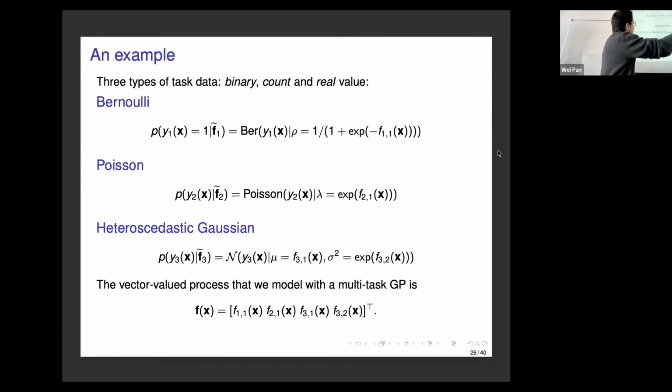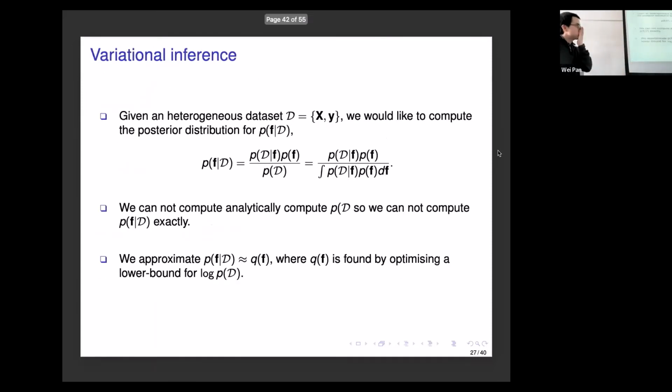And then you have a third one, which is a heterogeneous Gaussian, where you allow both the mean and the variance to change with the input location. So in this example with 3 likelihoods, you will have 4 parameters. So 4 parameters represented indirectly through 4 Gaussian processes, and then we put the joint multitask prior over these 4 Gaussian processes. That's the way that we include those dependencies in this type of models.